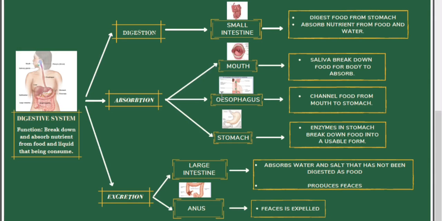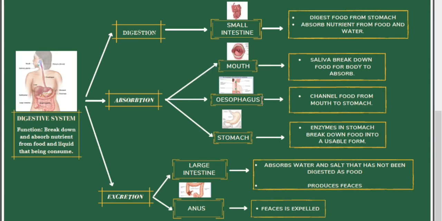At mouth, the saliva in our mouth will break down the food for our body to absorb, and then esophagus will channel the food from our mouth to our stomach, and at our stomach, the enzyme in our stomach will break down the food that we ate into a usable form.